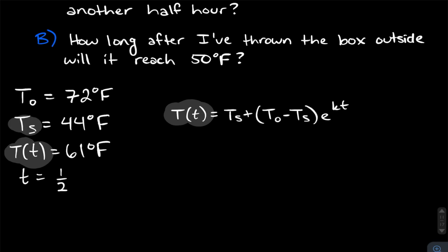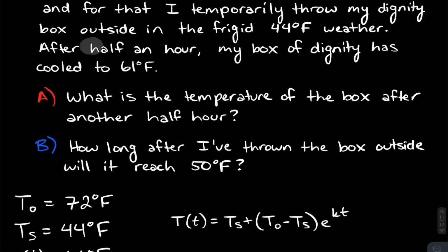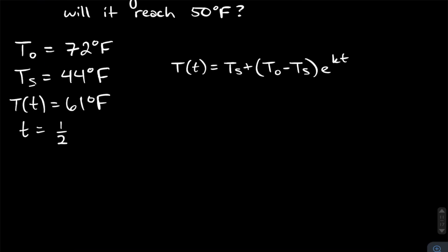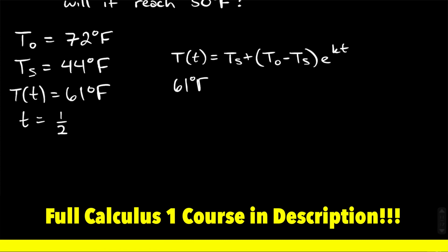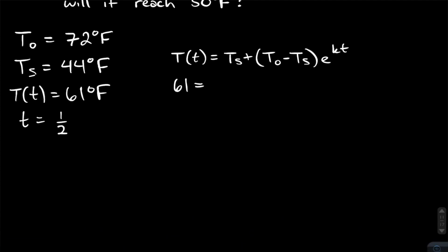The K is going to allow us to talk about other cases where it's not just been a half an hour, but it's been a full hour. So we're going to do that now. Let's start by solving for K. So T of t is going to be 61 degrees Fahrenheit, and just to make this a little easier to read, we'll just say 61. T sub S is going to be 44. T naught is going to be 72. T S, as we just said, is 44. Then we have e to the K times 1/2.